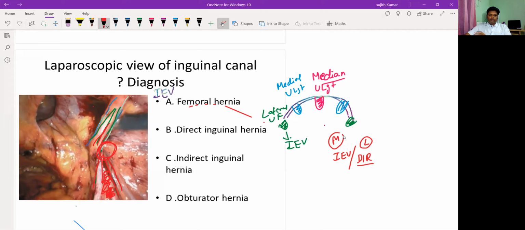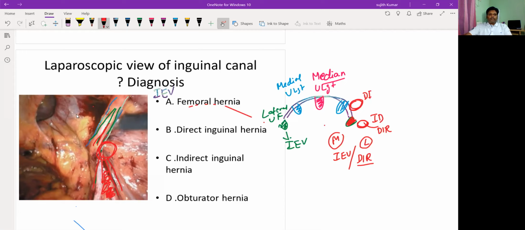So how will you identify a direct hernia? You already know from open inguinal hernia: this is the lateral umbilical fold, which consists of the inferior epigastric vessels. Anything lateral to that is called an indirect inguinal hernia, which comes through the deep inguinal ring. Anything that comes in between the medial and lateral umbilical folds is called a direct inguinal hernia.